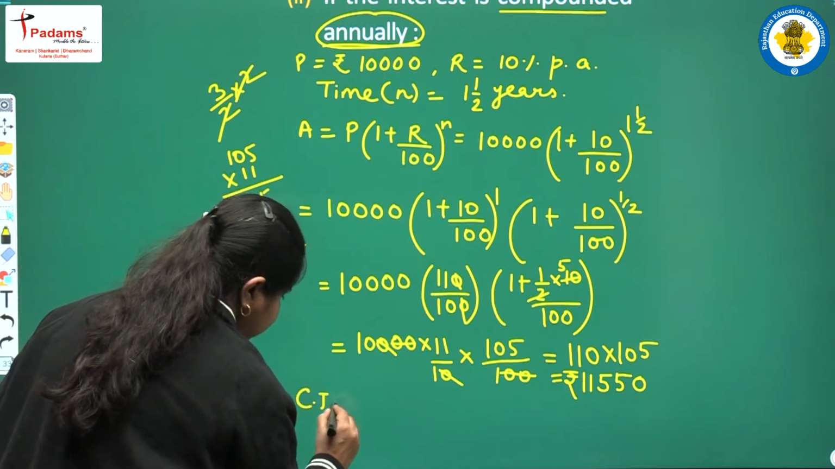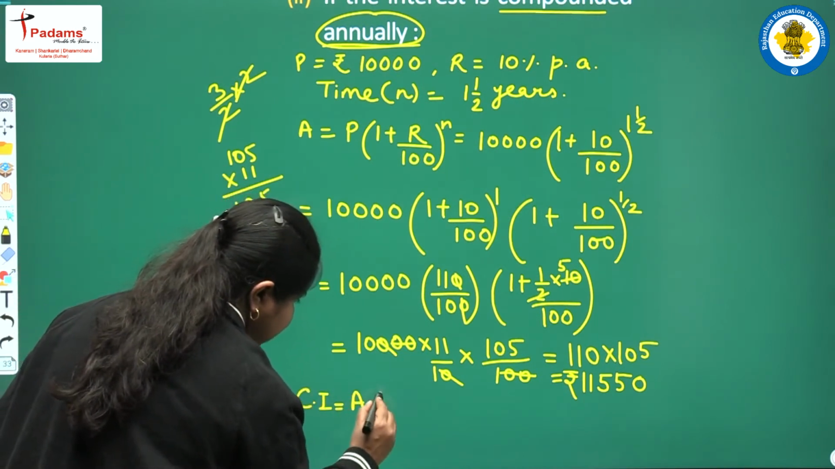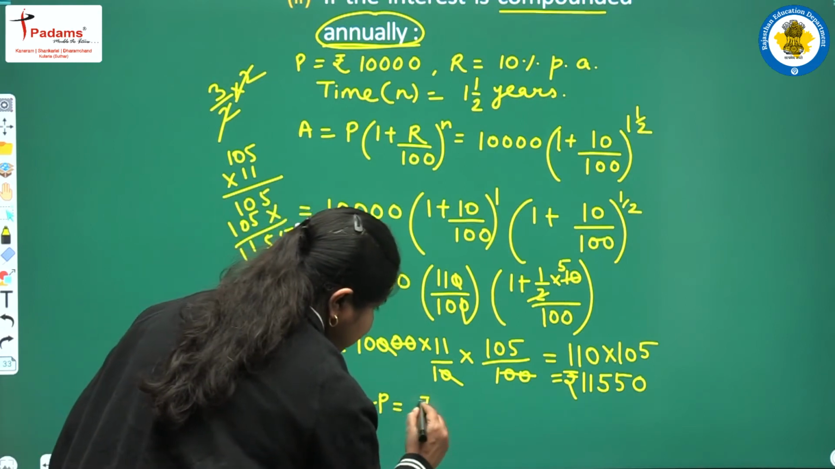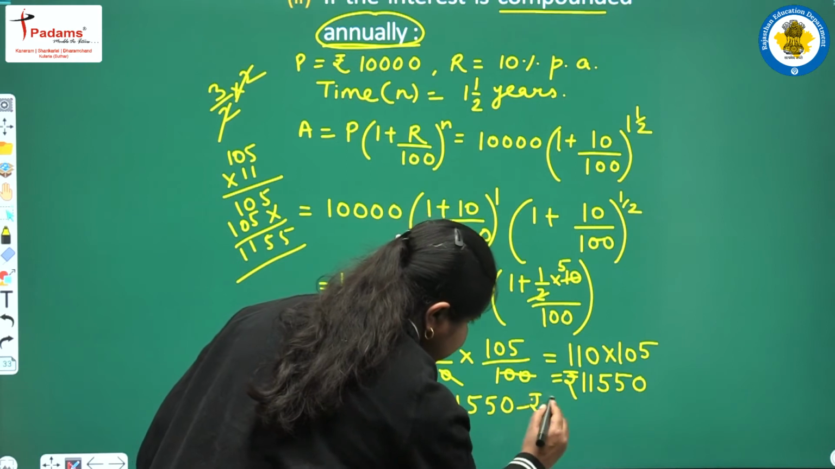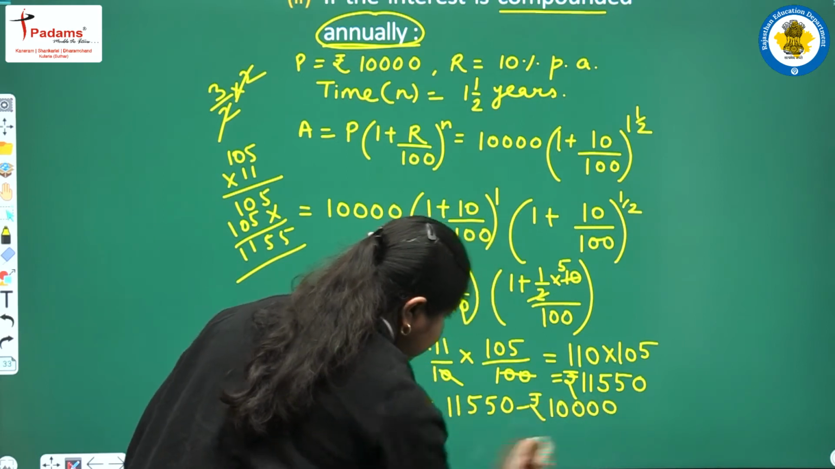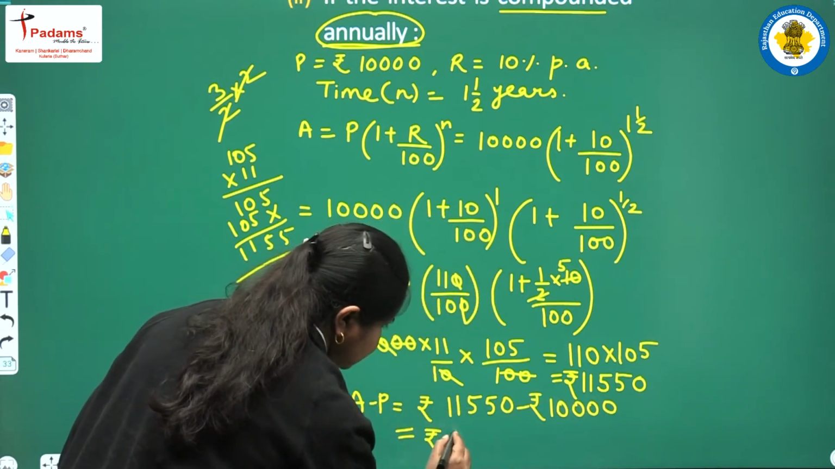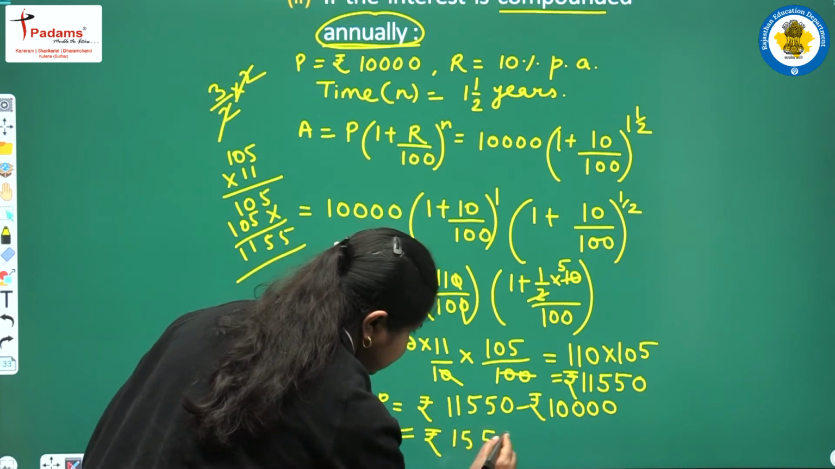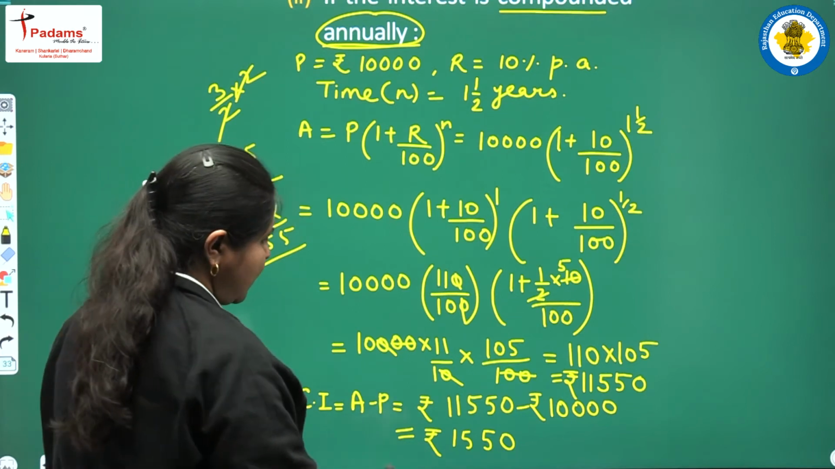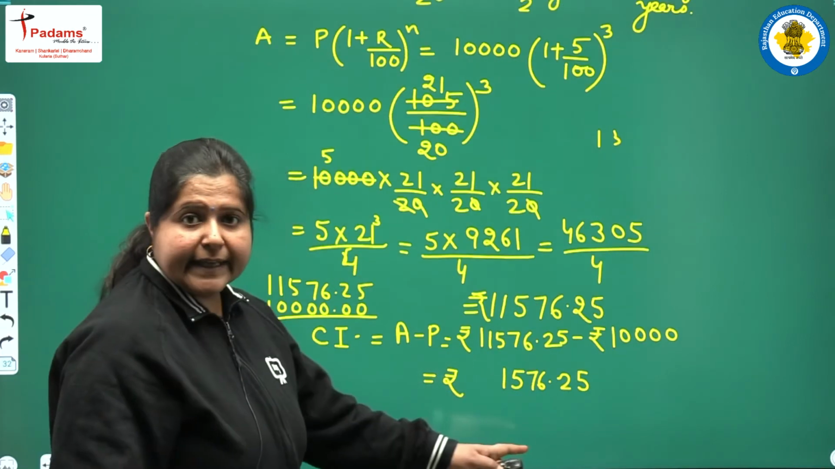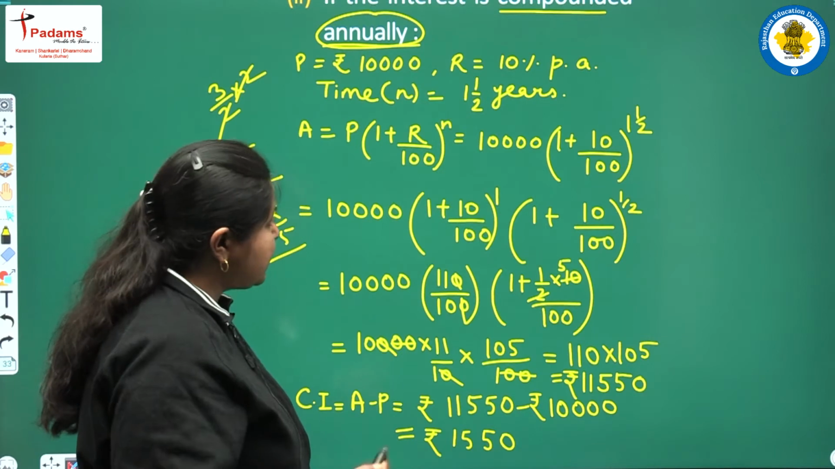Compound interest. It is amount minus the principal. So rupees 11,550 minus rupees 10,000 which is the principal. This will give us rupees 1550. तो ये हो गया एनुअल कंप्यूटेशन के केस में इंटरेस्ट और ये हो गया हाफ ईयरली कैलकुलेशन. अब हमसे इनका डिफरेंस भी पूछा है.